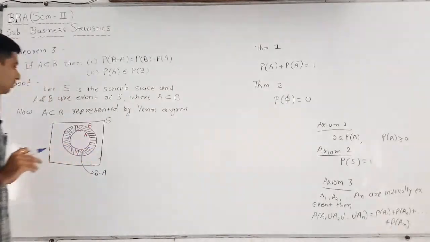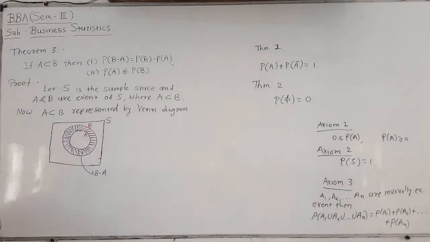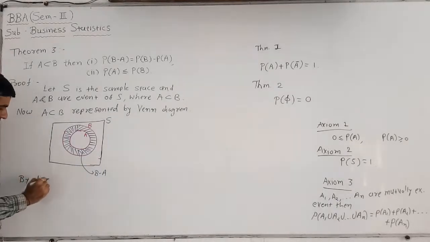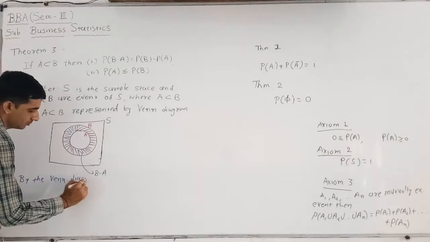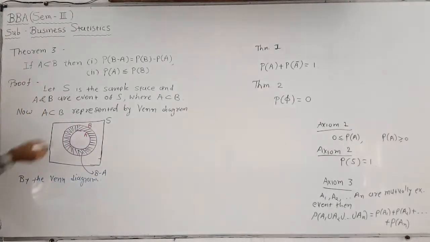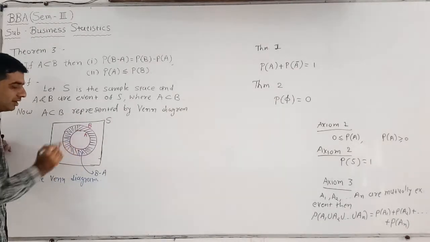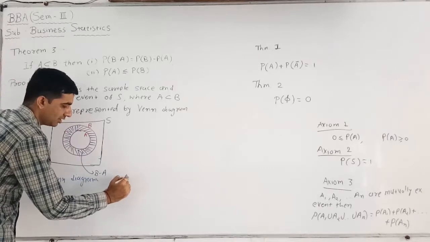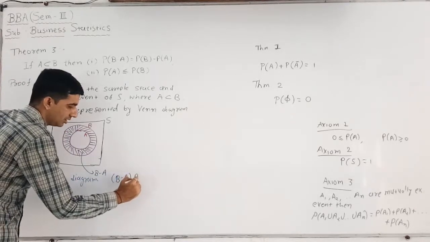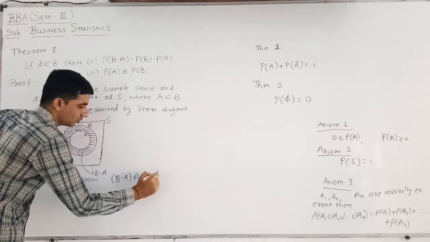Now we know that, by the Venn diagram, B minus A and A, the intersection of B minus A and A is equal to phi.